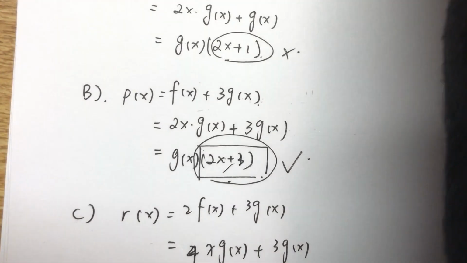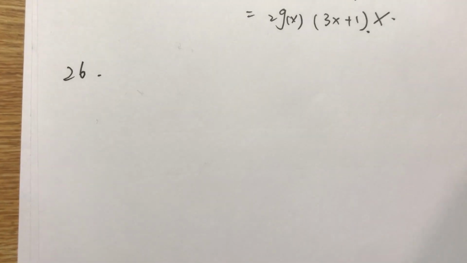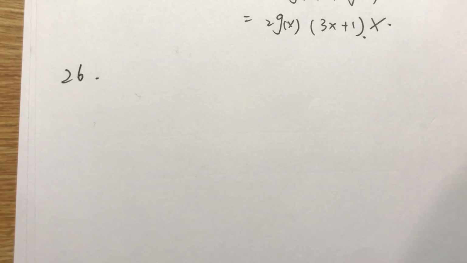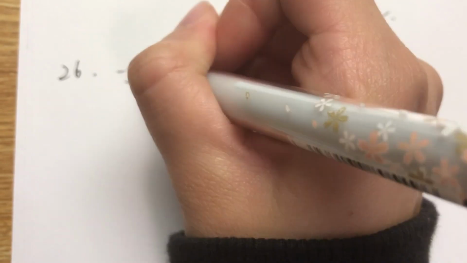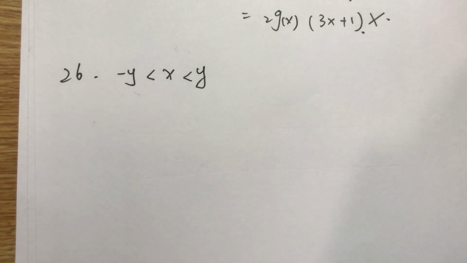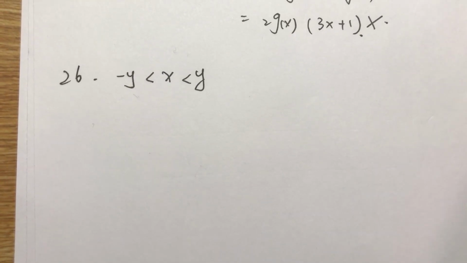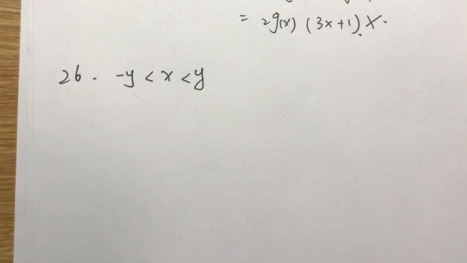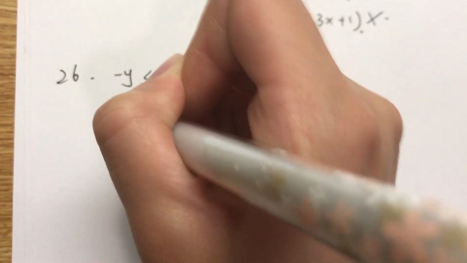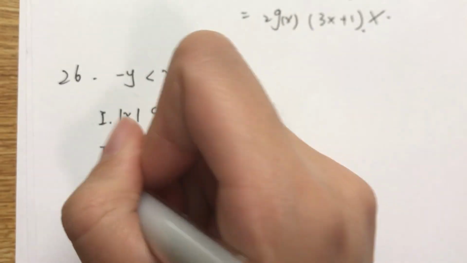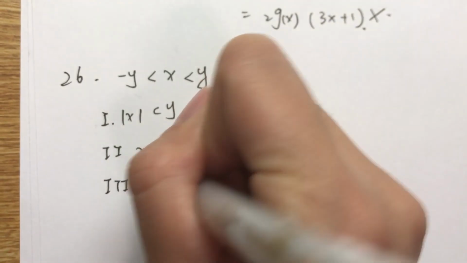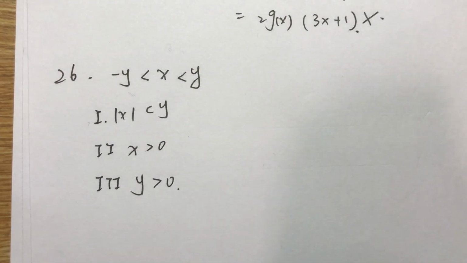Then we move on to question number 26. Let x and y be numbers such that negative y is smaller than x, which is smaller than y. Which of the following must be true? So from here, 1 is x smaller than y, 2 is x greater than 0, 3 is y greater than 0.